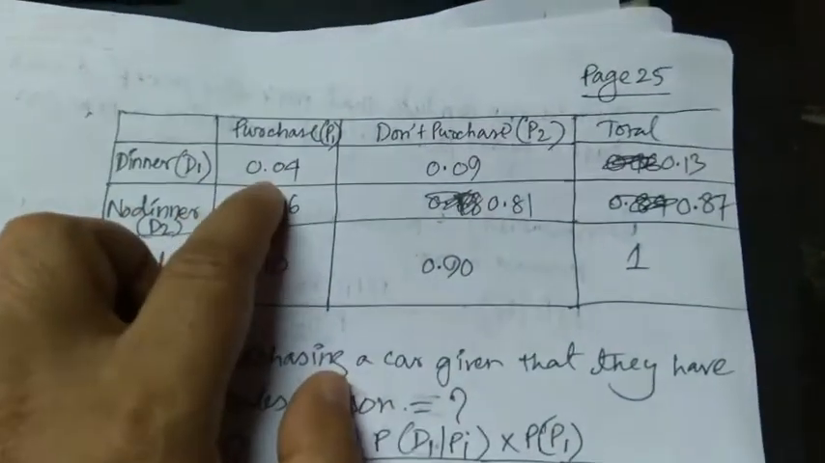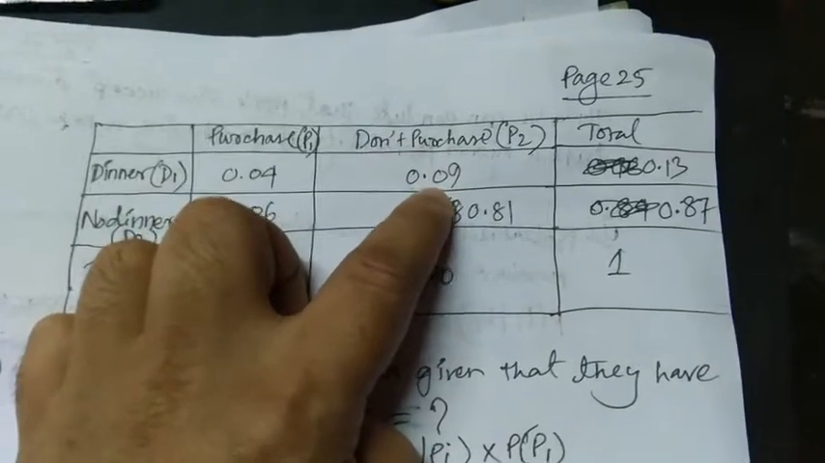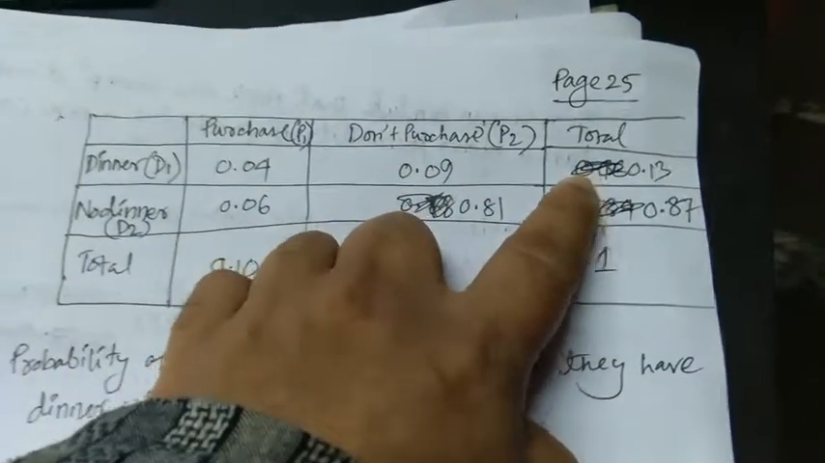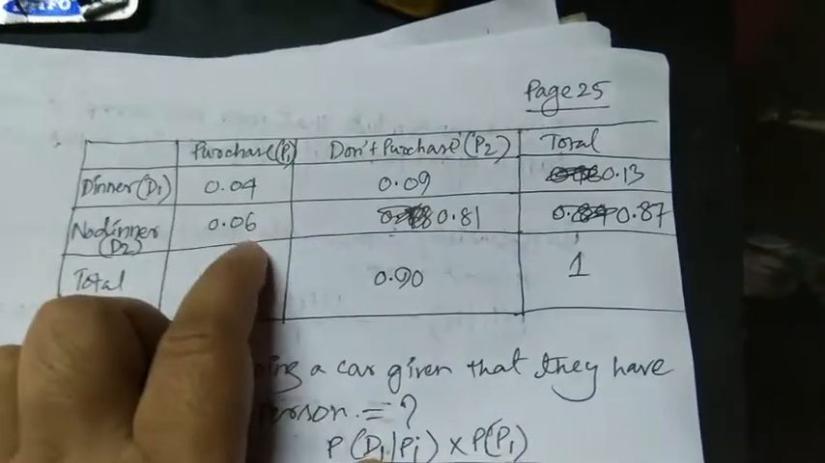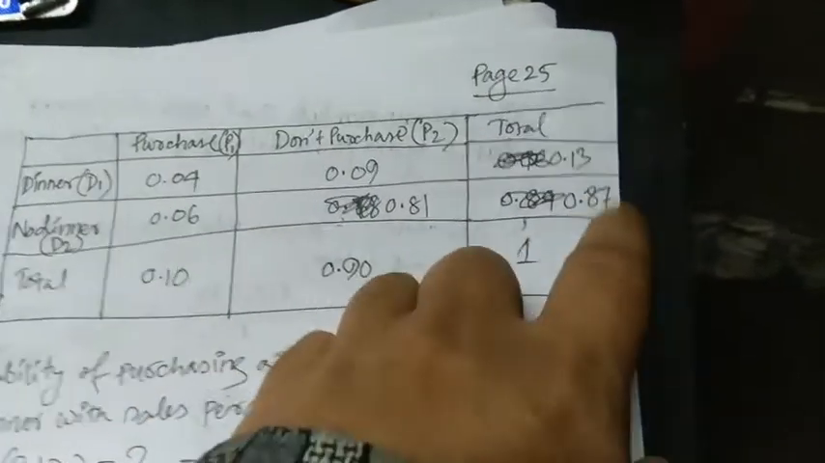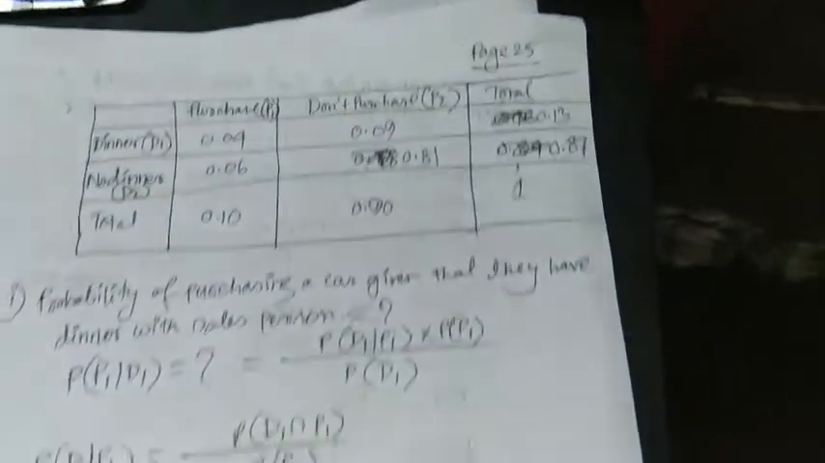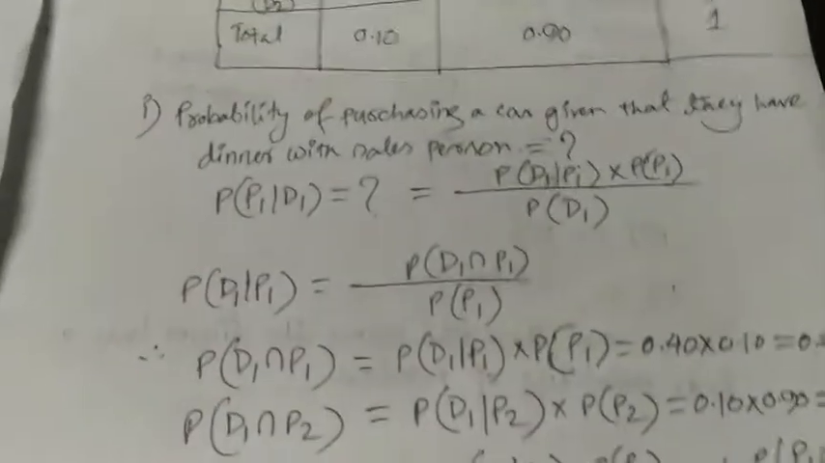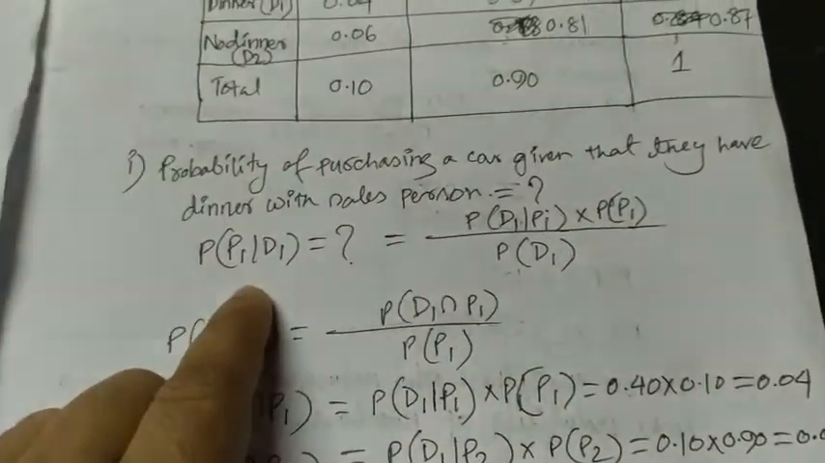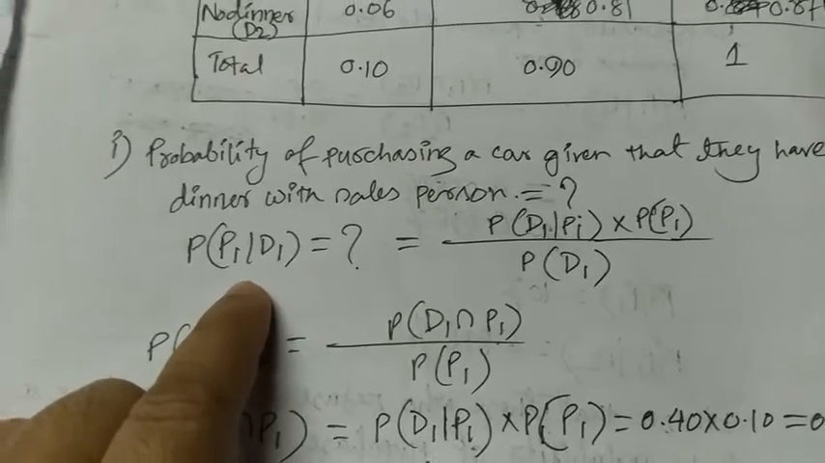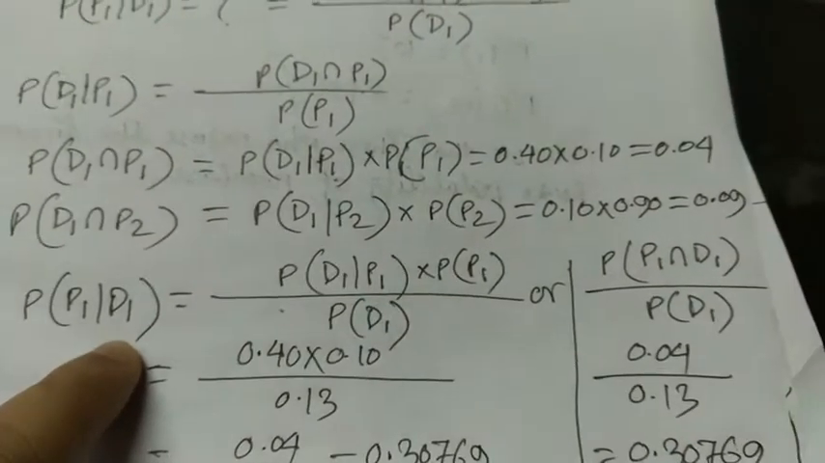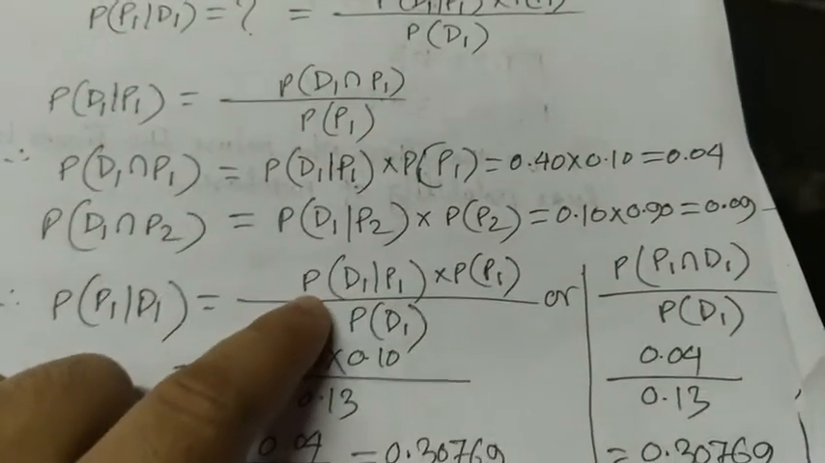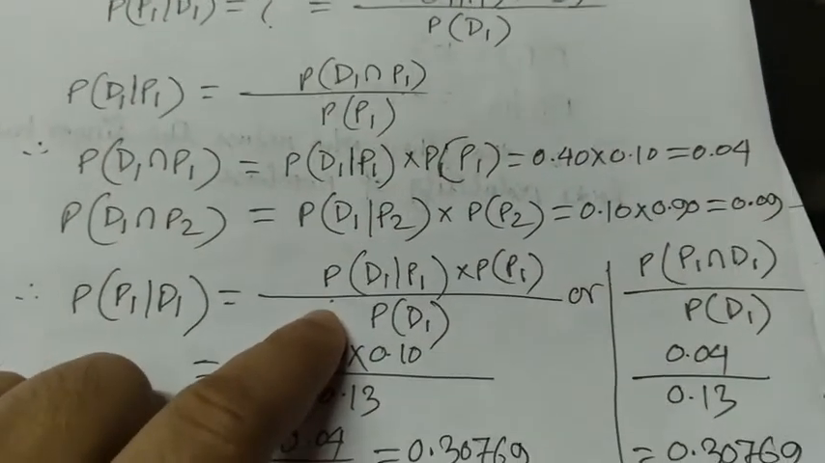Now we already got this 0.04, we already got this 0.09, so this row total will be 9 plus 4, that means 0.13. We already got this 0.81, we already got this 0.06, so this row total will be 0.87, and we already know this one. So we got the table. Now, as I said before, for the first question we need to find out the probability of P1 given D1. We can do it in two different ways. We can find it using Bayes theorem, that means the reverse conditional probability.